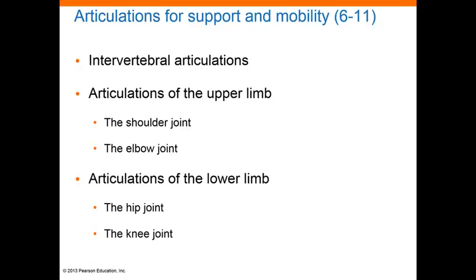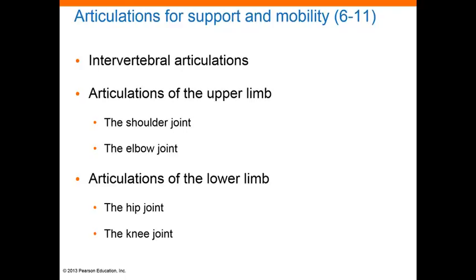This last section from Chapter 6, Section 6-11, describes examples of articulations that demonstrate important functional principles of support and mobility. So we kind of highlight a few joints for you. So this is a list of those joints that will be discussed in this last recording: intervertebral articulations, the shoulder and the elbow joints, the hip and the knee joints. So this will be a short recording.